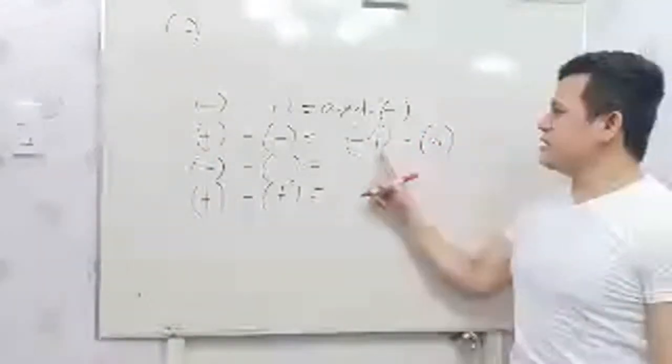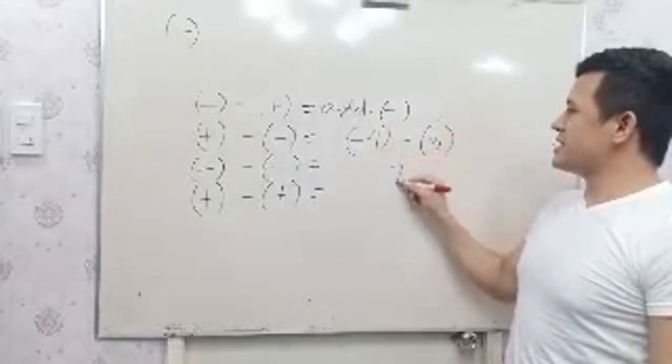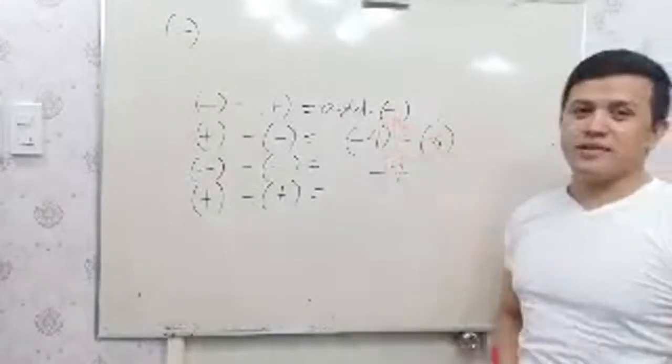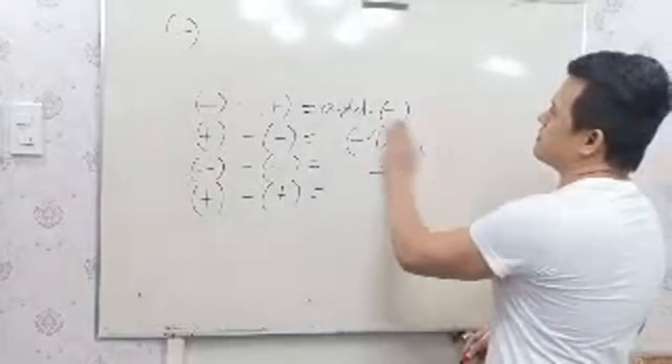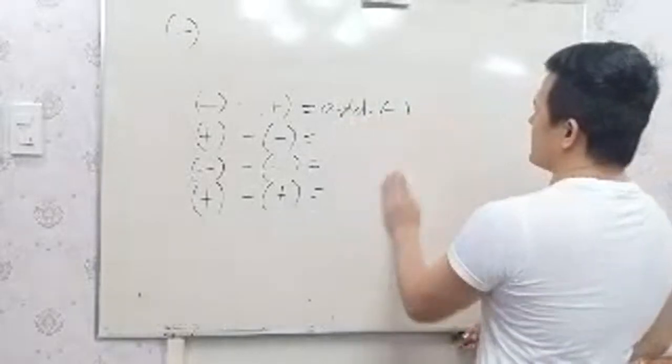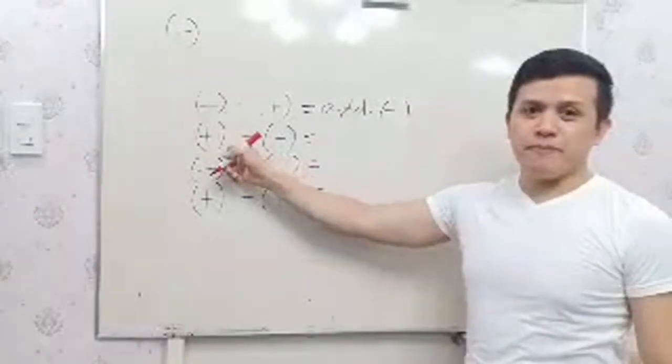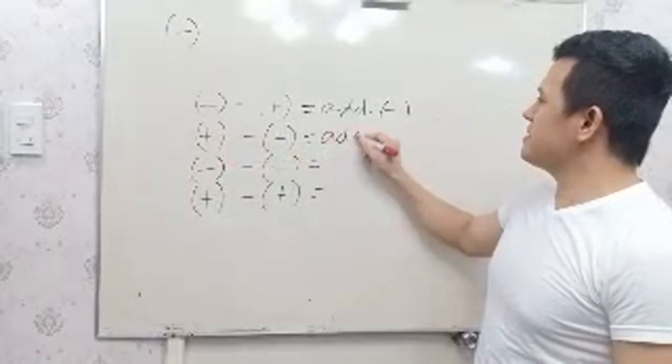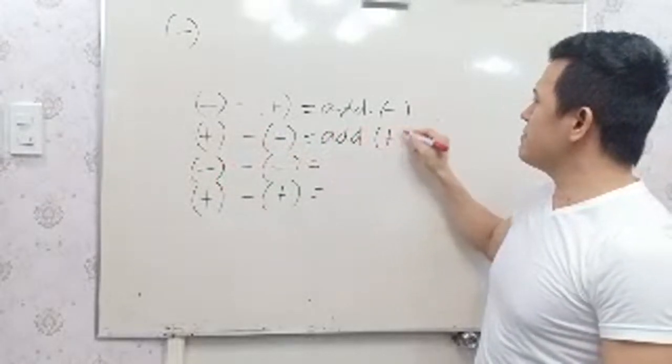Okay? So, add nyo lang siya. 4 plus 3, that is 7. And then, the sign is always minus. Okay? Ganun lang siya. Now, add and minus. How about this one? Okay? Add nyo lang din. And then, yung sagot niya, magiging positive.